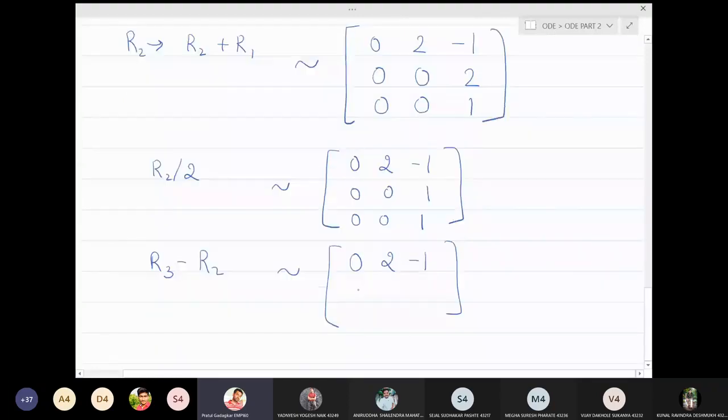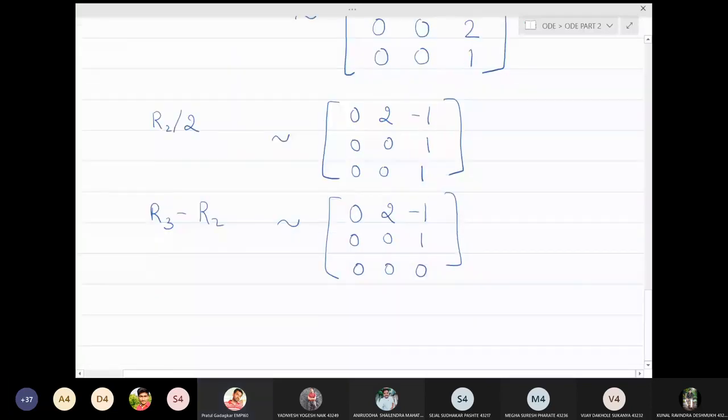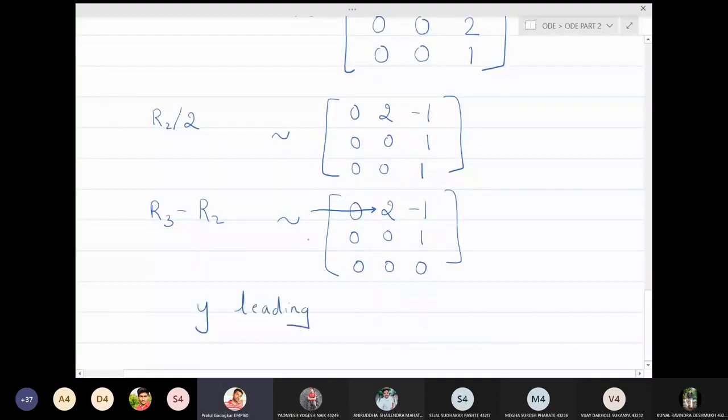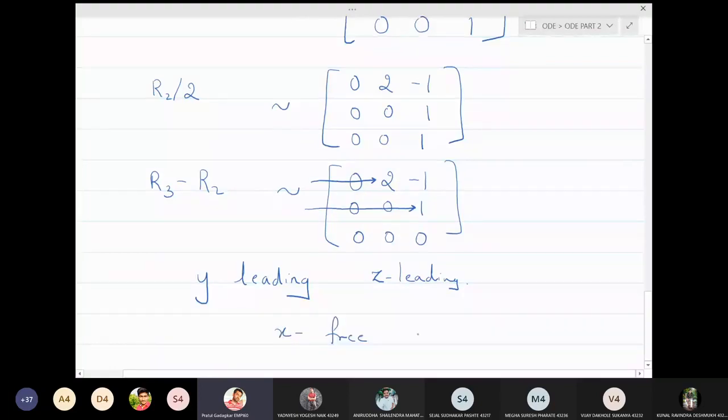Now here I have to identify the leading variables and the free variables. When you hit the arrow over here, it hits the second position, which means y is leading. The arrow in the next line hits the third position, which means z is leading. Who is remaining? x is remaining, so x becomes a free variable, and I put x equal to t.